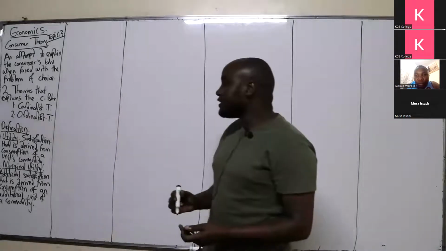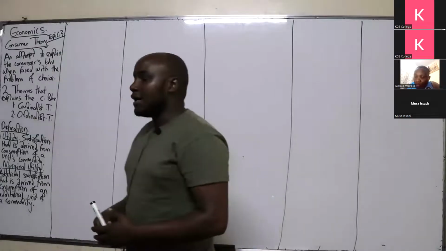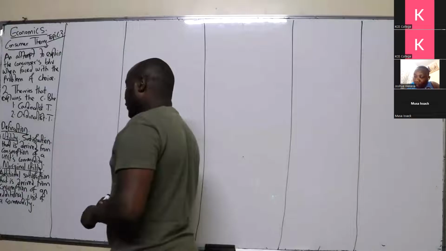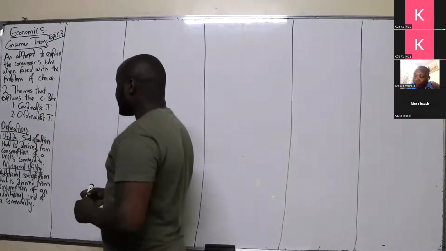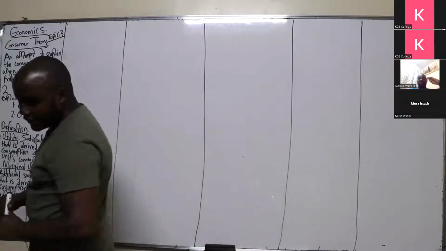Those are the two things that we shall be extensively using. That is the utility, the satisfaction that is derived from the consumption of a unit of a commodity, as well as the marginal utility, or the additional satisfaction that is derived from the consumption of an additional unit of a commodity. Let's start with the Cardinalist theory.